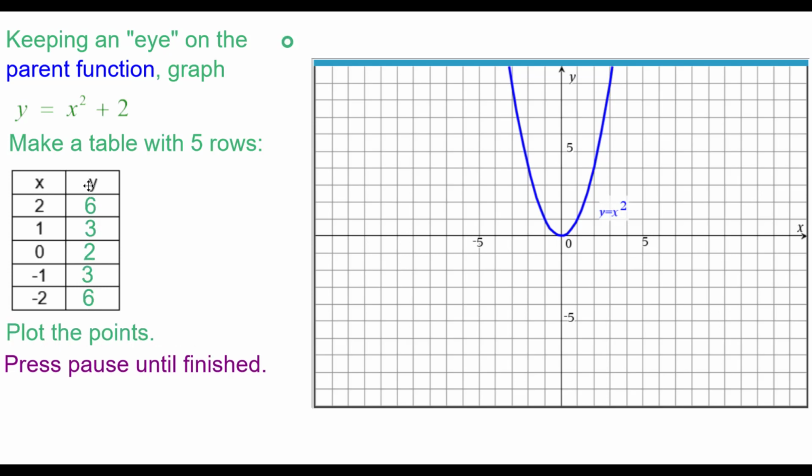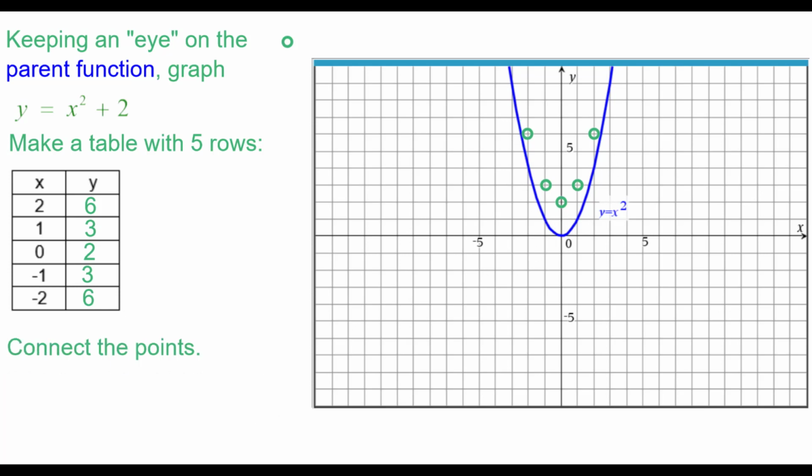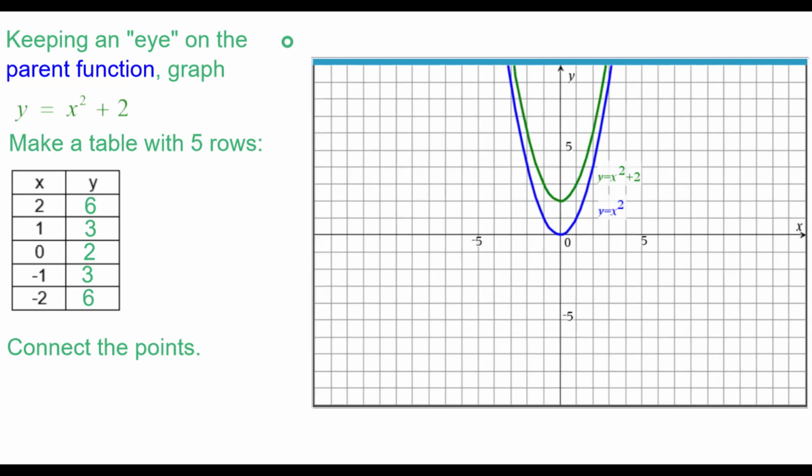Make sure you've got these values right here. And then go ahead and plot the points. Press pause until you're finished. And so those are the 5 points plotted right here. Connect the points. Press pause until you're finished. And again, we get this parabola-looking curve here in green.